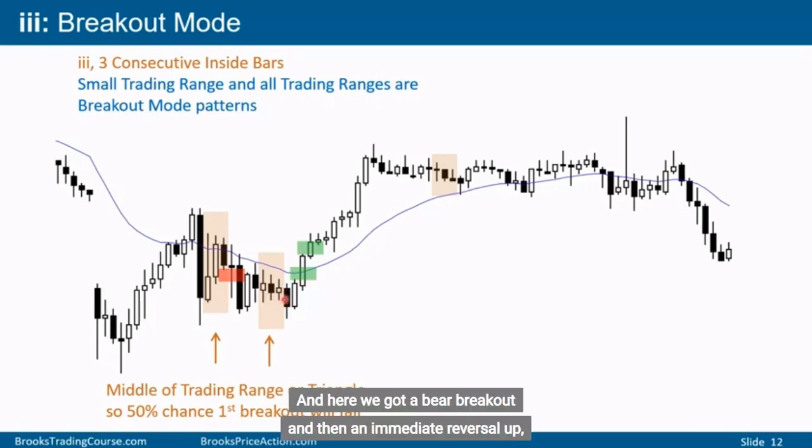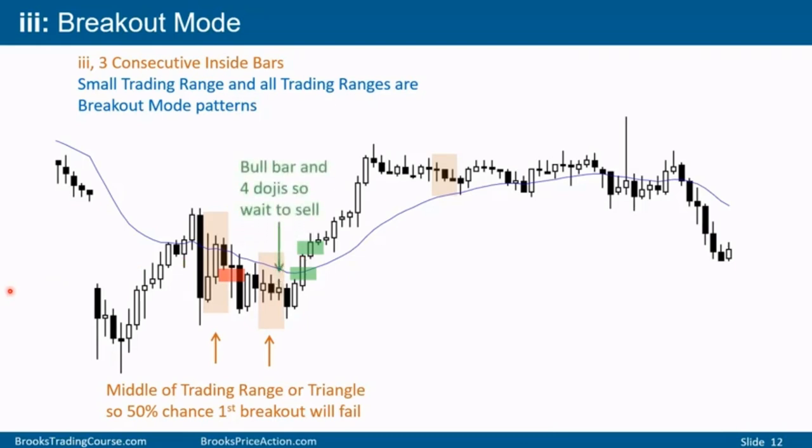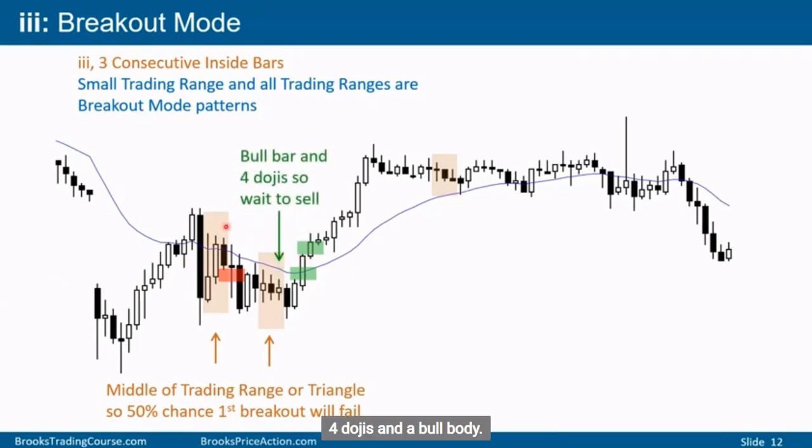And here we got a bear breakout and then an immediate reversal up, a 2-bar reversal. 1, 2, and a bull bar closing near its high. I would buy above that, and I definitely would buy above this. A reversal up with consecutive good-sized bull bodies closing near their highs. You're probably going to get at least a small second leg up. We'll probably get some kind of a swing up. 4 dojis and a bull body. I don't want to sell below that.